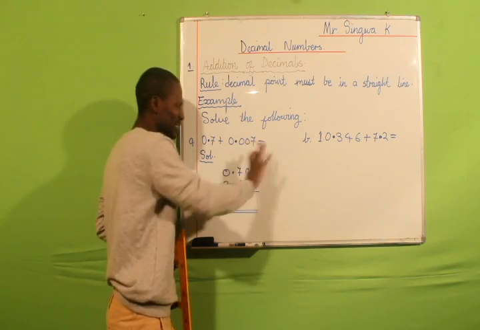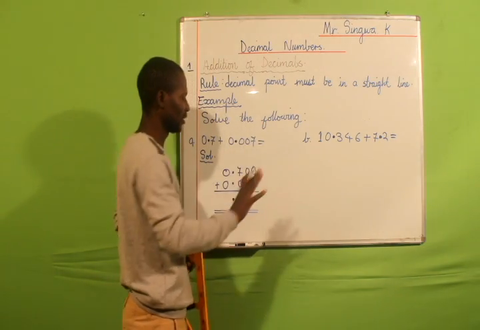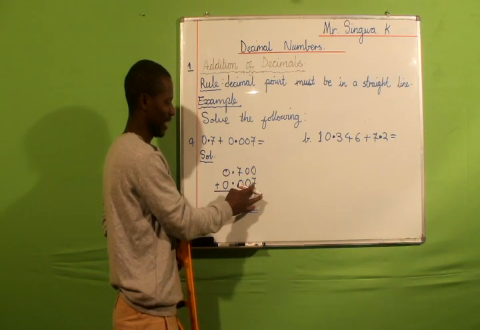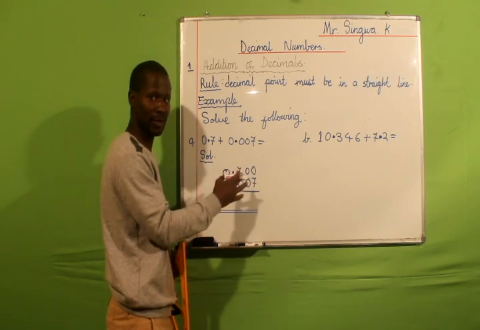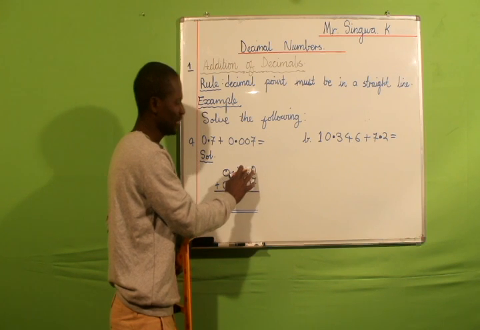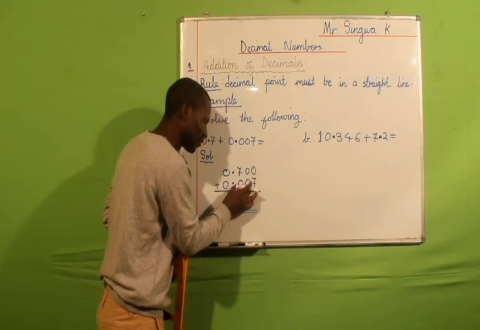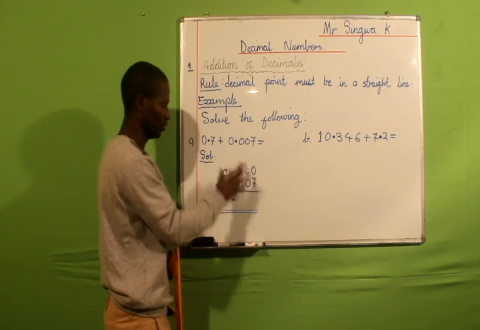Now, any zero that appears after the decimal point is irrelevant before the number. This is a number, and we'll talk more on significant figures. Here, these zeros are not important. These zeros are important. On significant figures, we are going to understand this better.